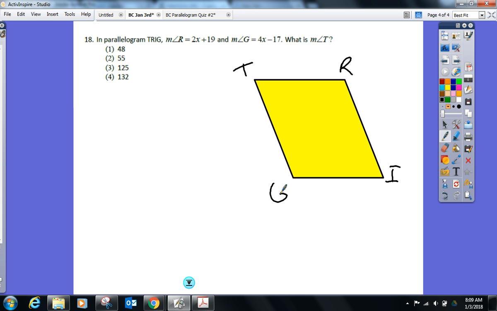All right, what do I got? Angle R, 2x plus 19. Angle G, 4x minus 17. What's angle T? All right, what do we know about these two angles they gave us? It's a parallelogram. What do we know? Opposite angles are congruent. All right, so 2x plus 19 is going to be equal to 4x minus 17.